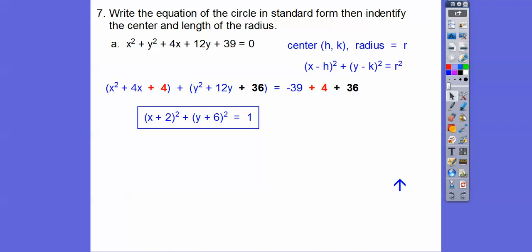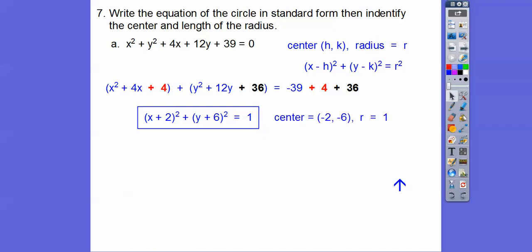So the center is (h, k). Just think opposites, you guys. This is like x minus a negative 2, because it's x minus h and y minus k, and this is y minus a negative 6. So the center is at (negative 2, negative 6), and the radius is the square root of 1, which is 1. Okay, so there's our center and our radius.